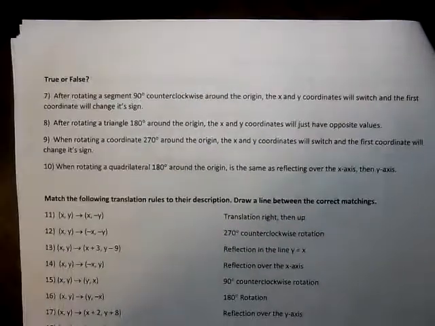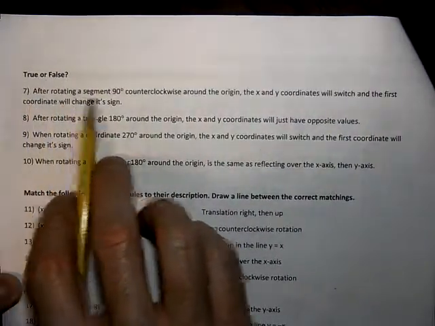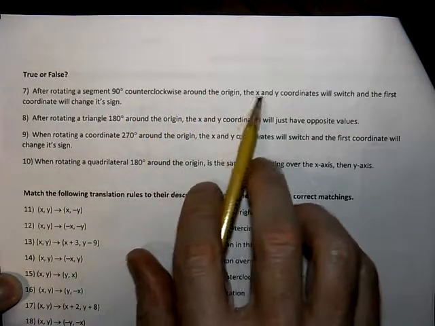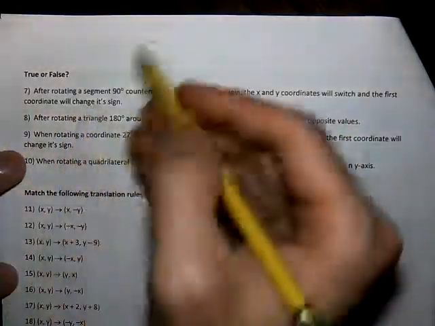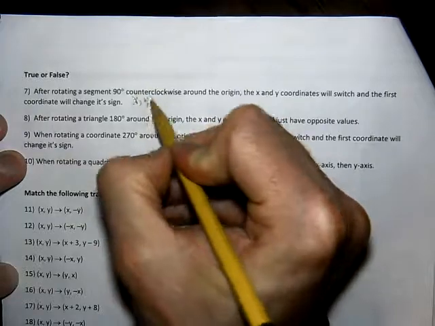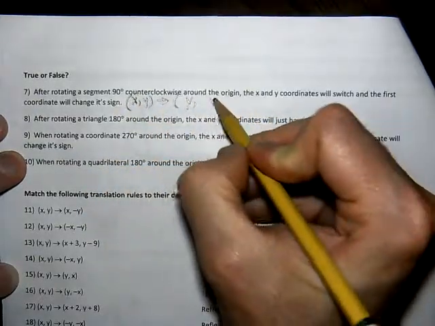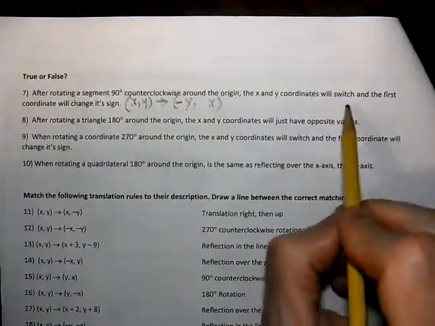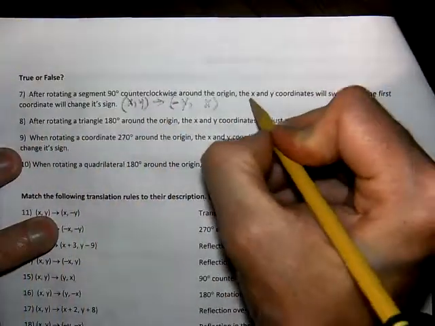So now on the flip side, look at some true and false questions. After rotating a segment 90 degrees counterclockwise around the origin, the x and y coordinates will switch, and the first coordinate will change its sign. Well, x comma y, 90 degrees counterclockwise, we switch the x and the y, and you put a negative sign on the left. And the first coordinate will change its sign. So that's true.